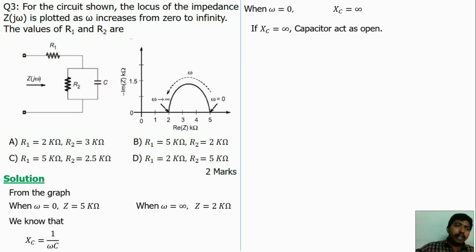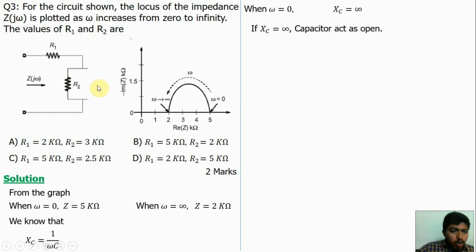reactance is infinity. Reactance means resistance to the alternating current. The resistance is infinity, which means there is no way for the current to flow. Current value will be 0. So Xc equal to infinity means the capacitor acts as open because there is no current flow here.